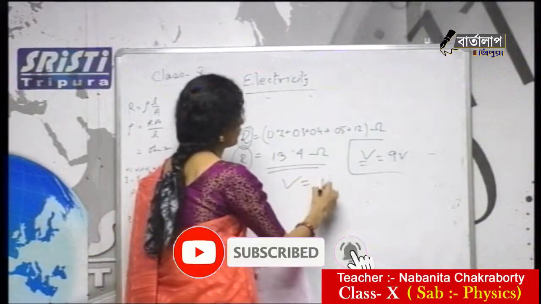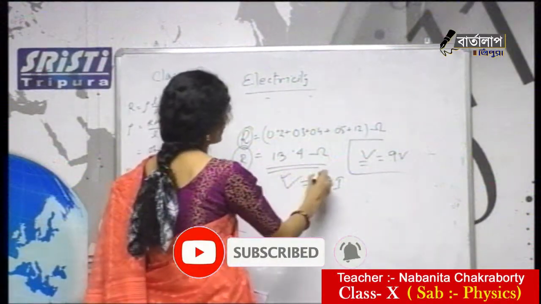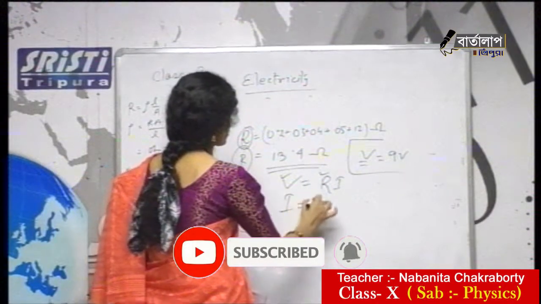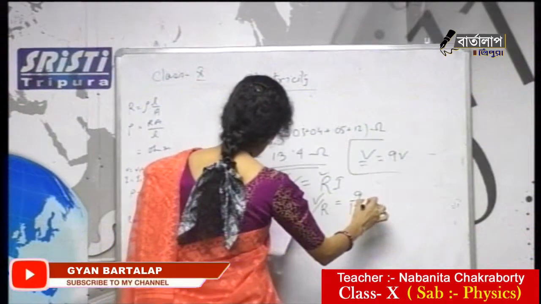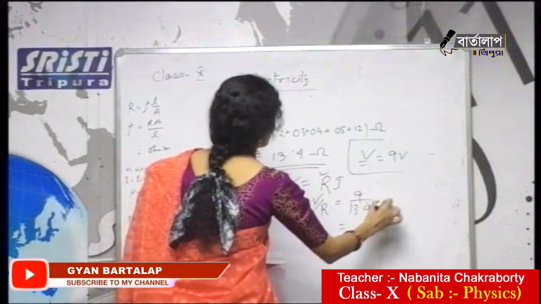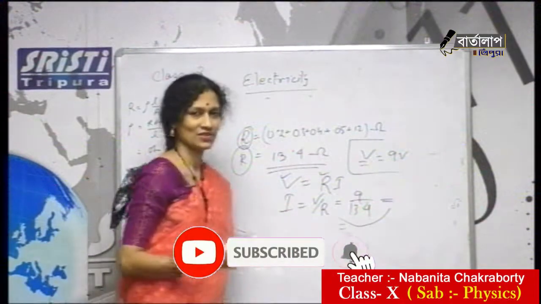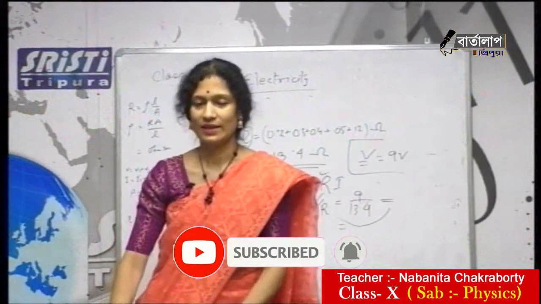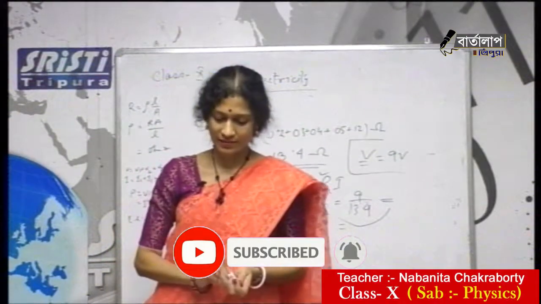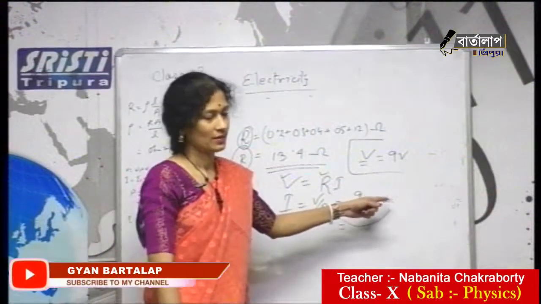What do we know? V equals Ri. You know V and R, so I equals V by R, which is 9 by 13.4. Now take your homework copy and do this. It's very easy. 90 by 134, divide this and you will get 0.67. The result will come in this type of decimal.